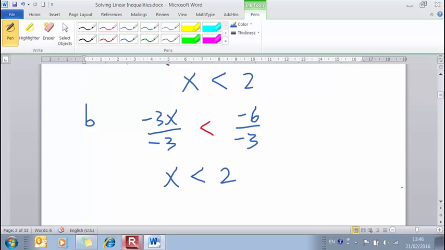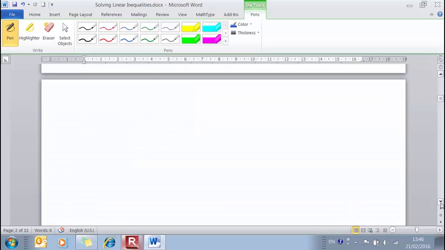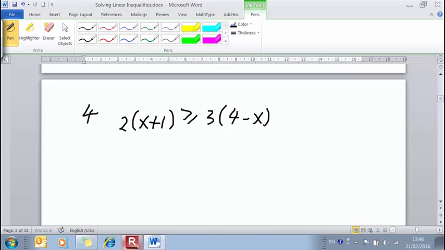Now, I will bring you through another more complicated example. Example 4. Now you notice that in this inequality, there are two brackets. The first step is to remove the brackets. By using the distributive law, we will distribute 2 into x plus 1. Similarly, we will distribute 3 into 4 minus x.